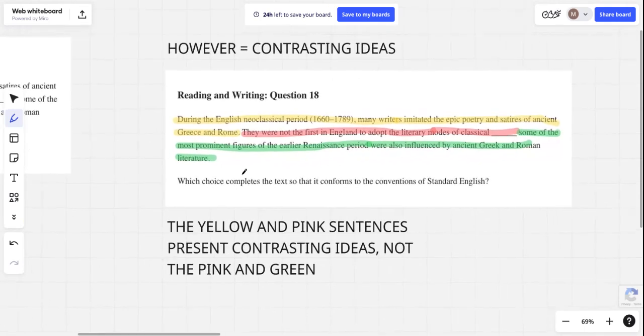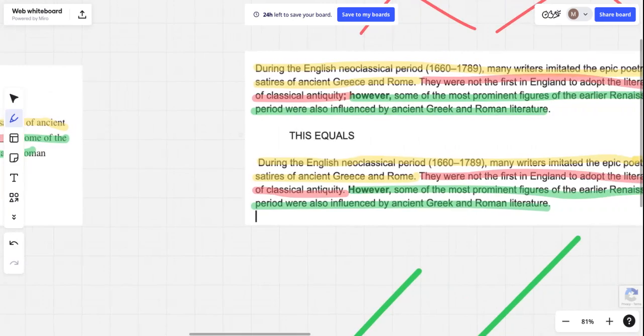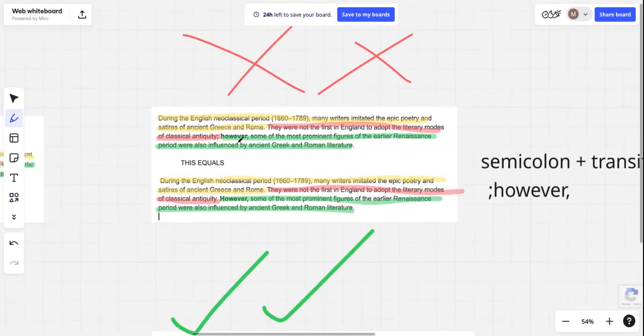So, "however" means we have contrasting ideas, right? So here, this is a yellow sentence. This is a pink sentence. This is a green sentence, right? In this passage, the yellow and pink ones are contrasting, right? The yellow sentence and the pink sentence contrast each other, right? Yeah. So let's go ahead and break this down.